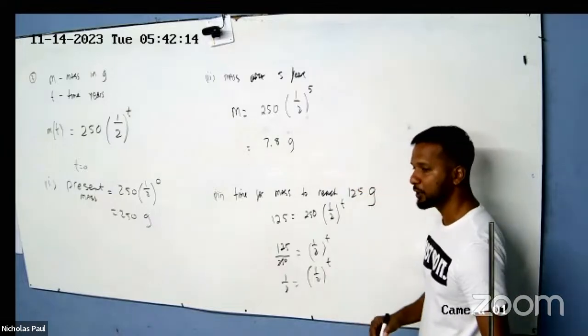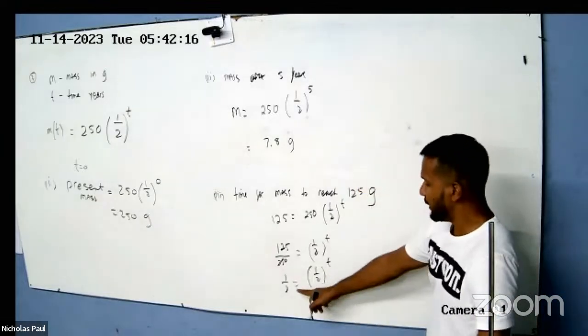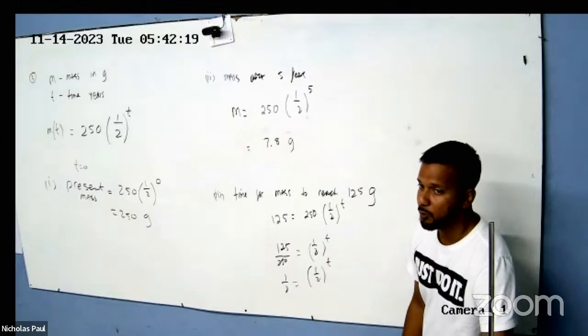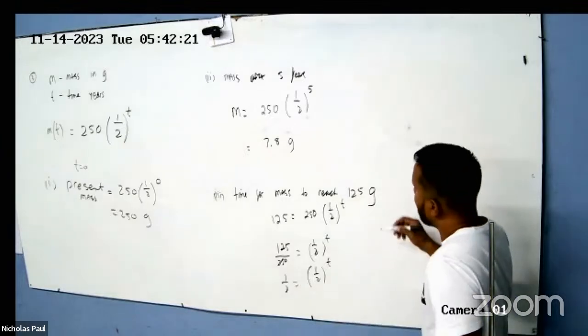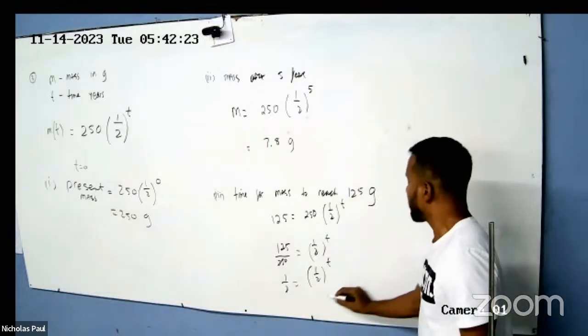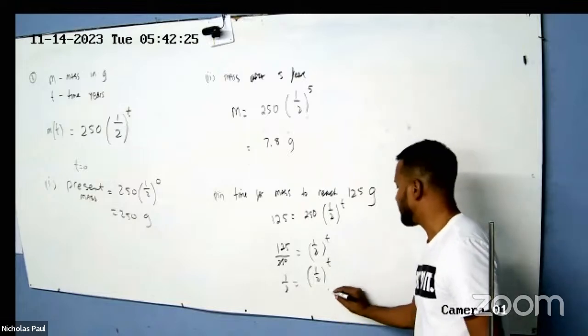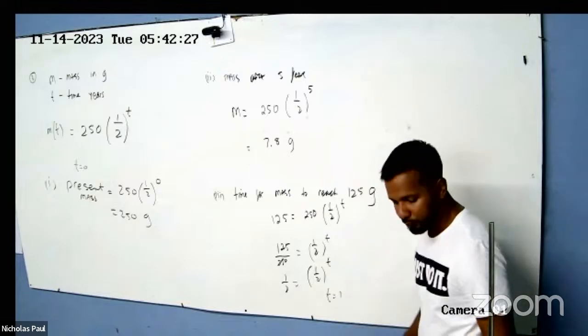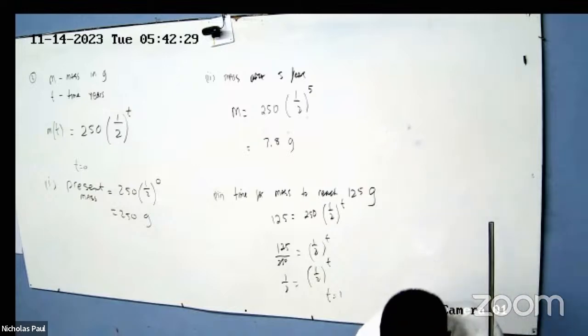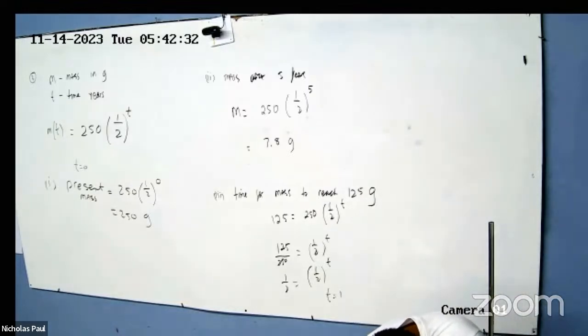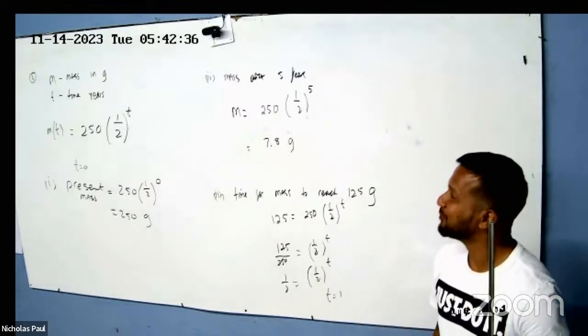So t is how much? 1. t is 1. But let's say it was a worse number, what would we have done? Take logs on both sides. There we go. Of course we could see here that t is 1. Anybody get that online? t is 1? Yeah.